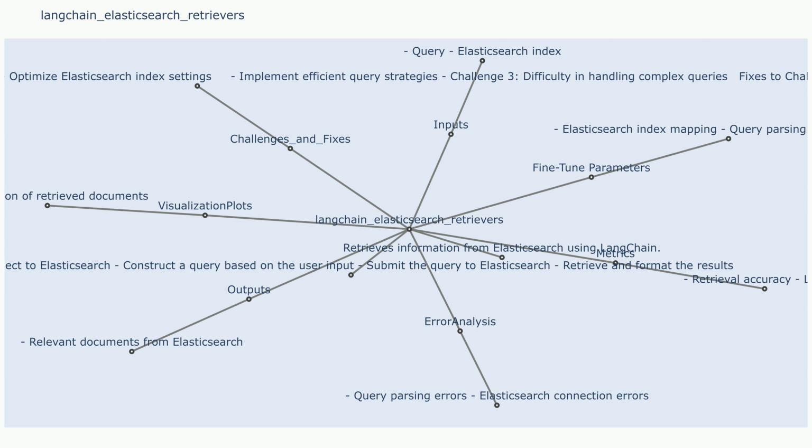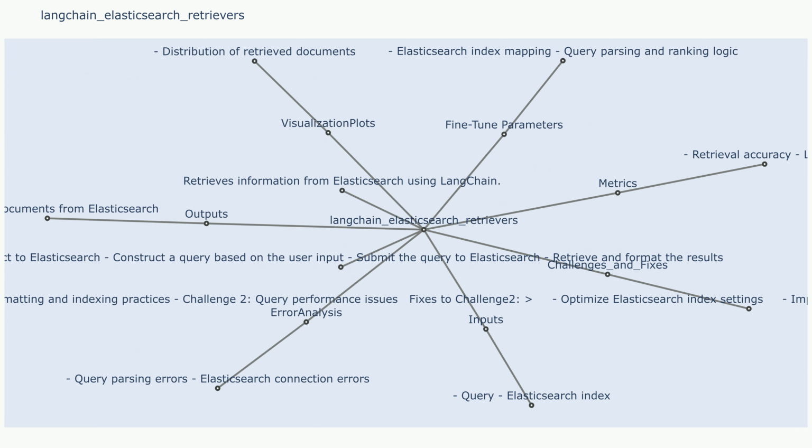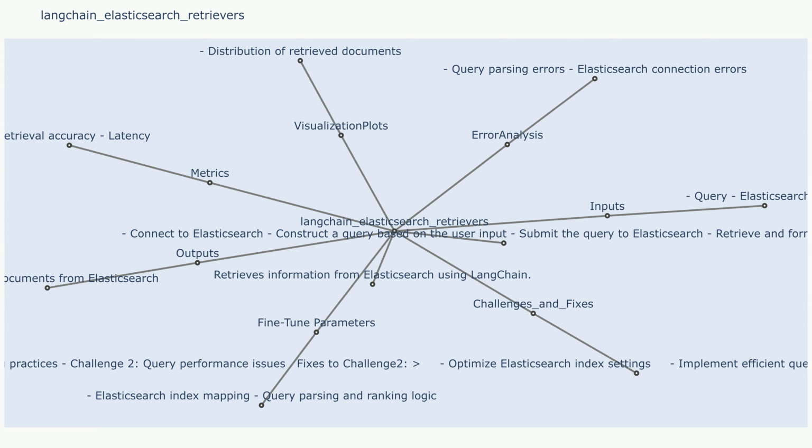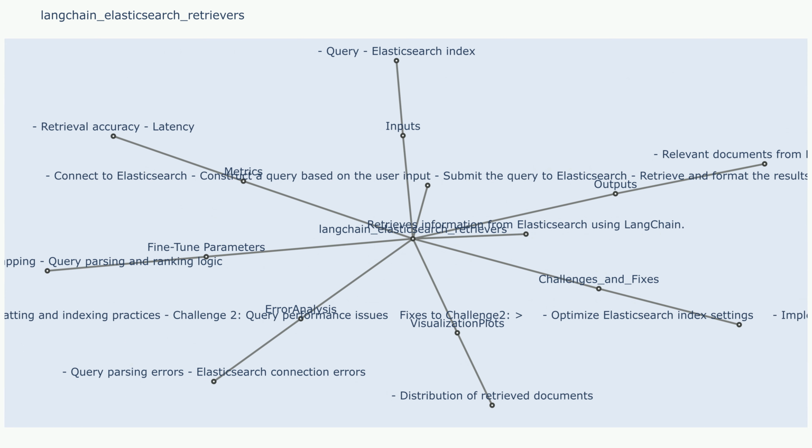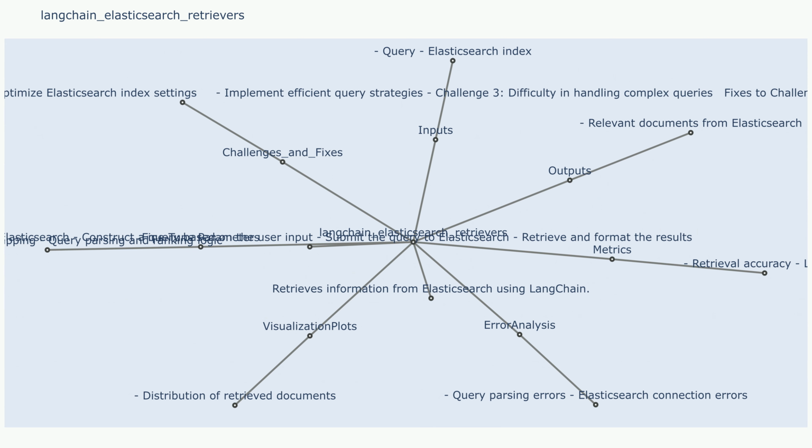Metrics. Retrieval accuracy measures how effectively the retriever finds relevant documents for a given query. Retrieval efficiency evaluates the speed and resource usage of the retrieval process. Visualization plots. Retrieval precision-recall curve depicts the trade-off between precision, correctly retrieved documents, and recall, proportion of relevant documents retrieved. Document ranking distribution visualizes the score distribution of retrieved documents, highlighting the top-ranked results.